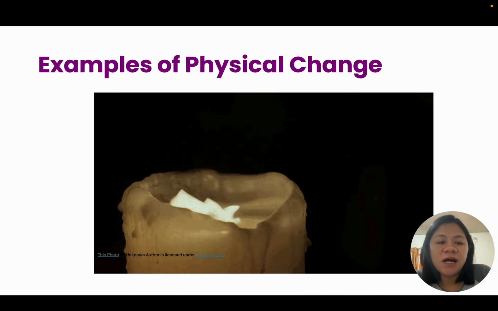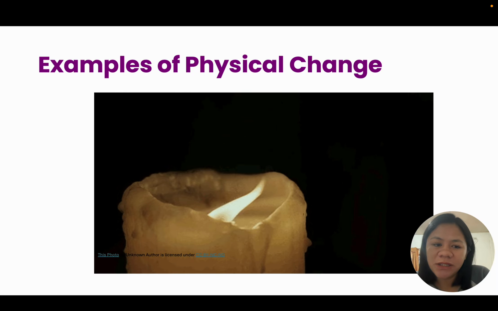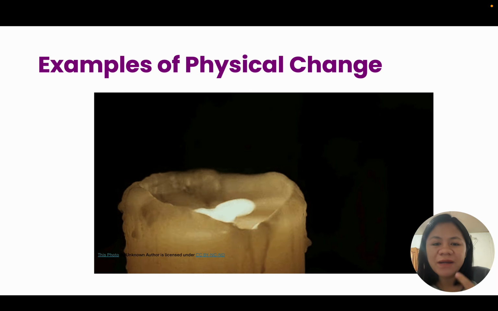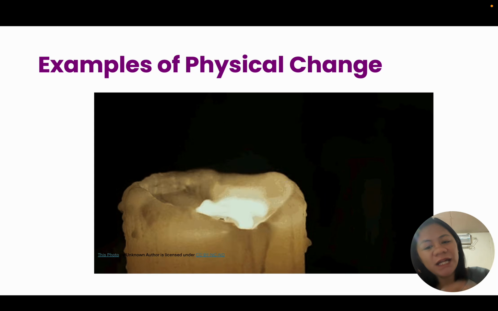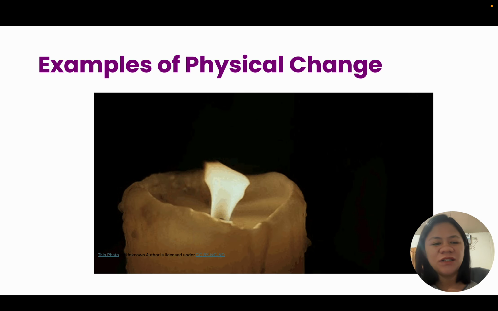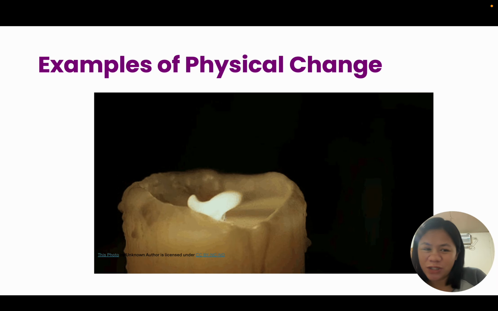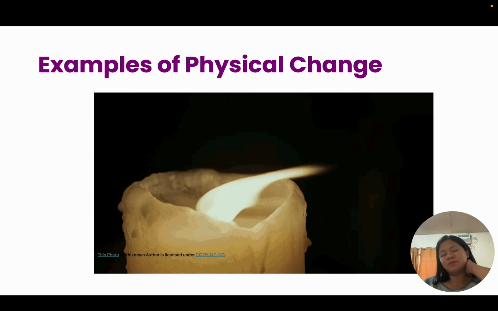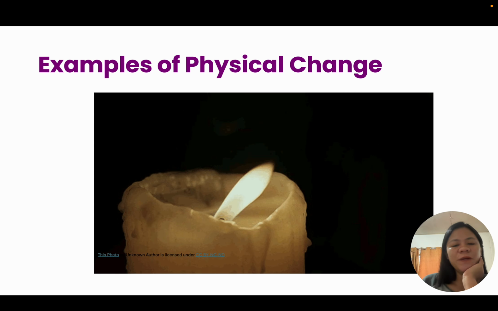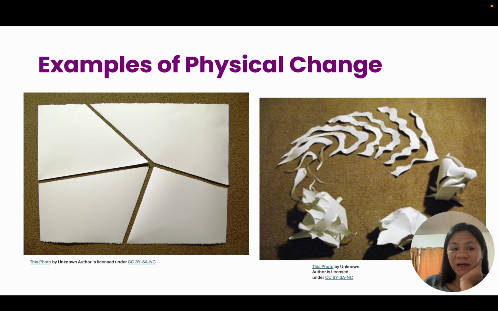But of course, on the part of the candle, as you notice, the thread where the light is applied, there will be changes on that part, but the candle itself is an example of a physical change. Another one, paper. Whatever we do with the paper, we cut it, we make designs, and make flowers. So it's still the same paper.